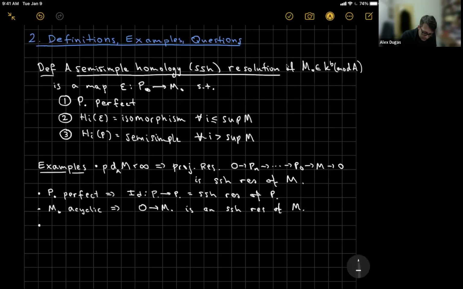And sort of another class of examples. If we just have a module M where the nth syzygy, omega n of M, is semi-simple, then we can take a truncated projective resolution, stopping at P_{n-1}.